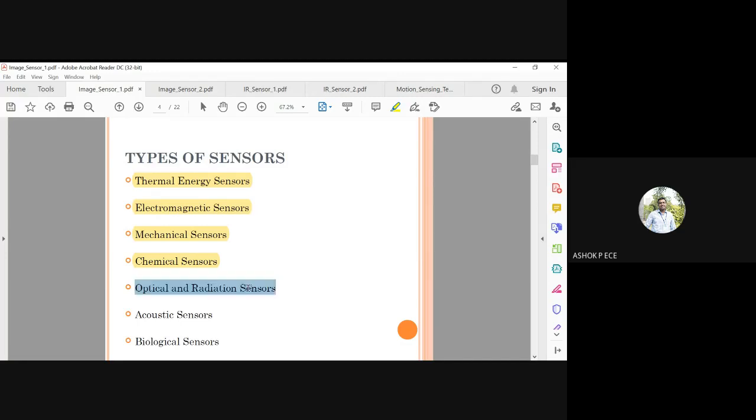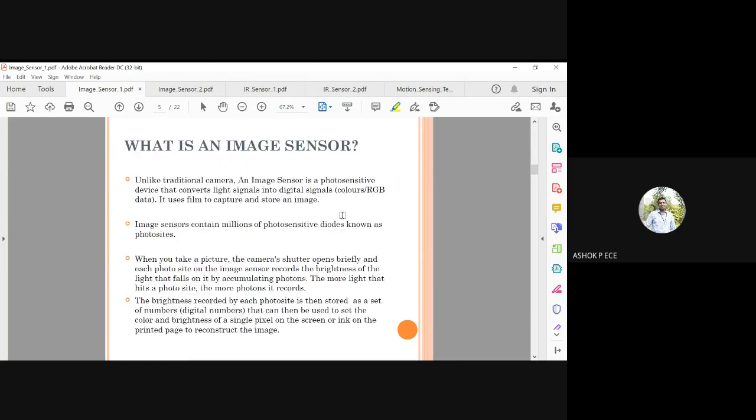Optical and radiation sensors. All living beings emit radiation. So if you want to observe the radiation emitted by a human being, you can go for a radiation sensor. It will detect all the radiations emitted by a human body. Acoustic sensors, which convert physical quantities into sound signals. Biological sensors, which do the operations relating to biological functions. So these are the different sensors available in the market, and we are going to focus on the image sensor. Okay, so the first topic of the day is going to be the image sensor.